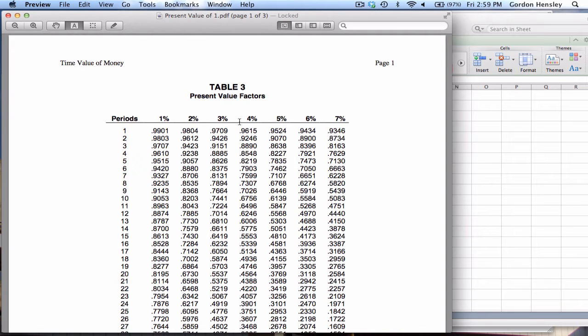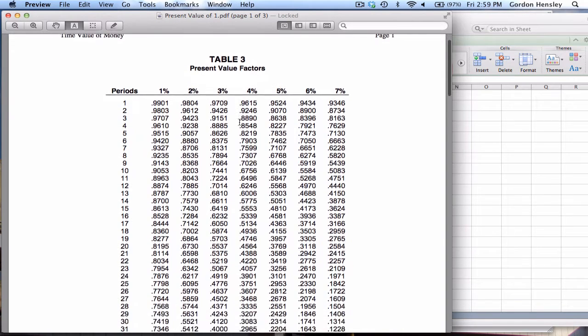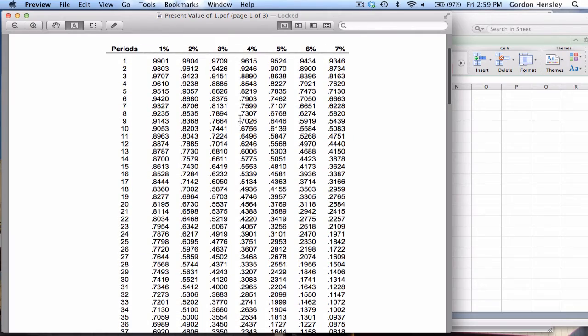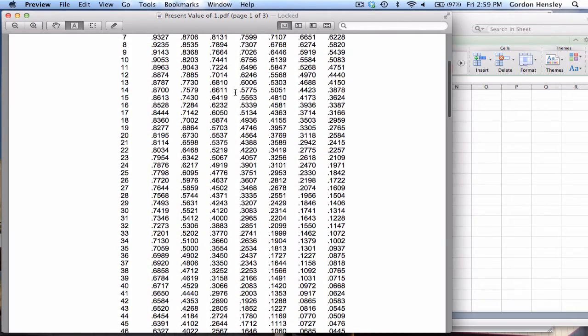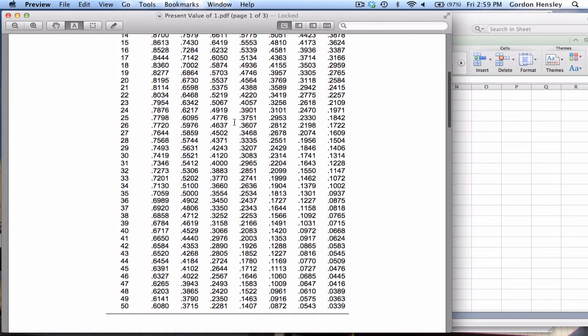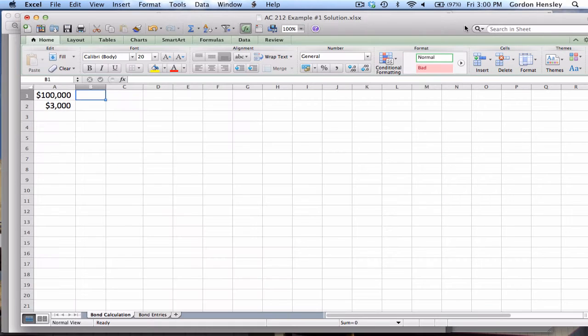Now remember, I want 4% and I want 40 periods. So I'm going to go in that 4% column. I'm going to go all the way down until I hit 40 periods. So that's going to be right about here. So in that 40th line, but in the 4% column, the number that I see there is 0.2083.